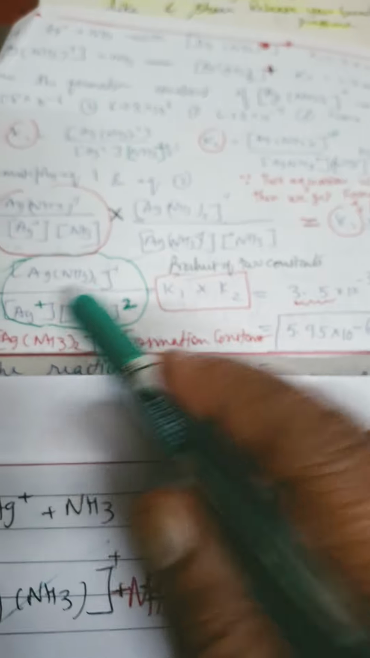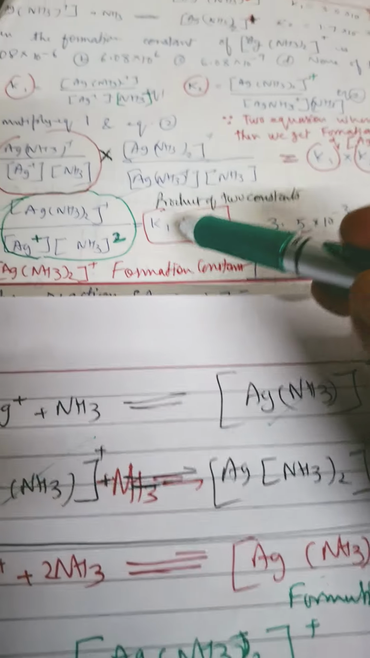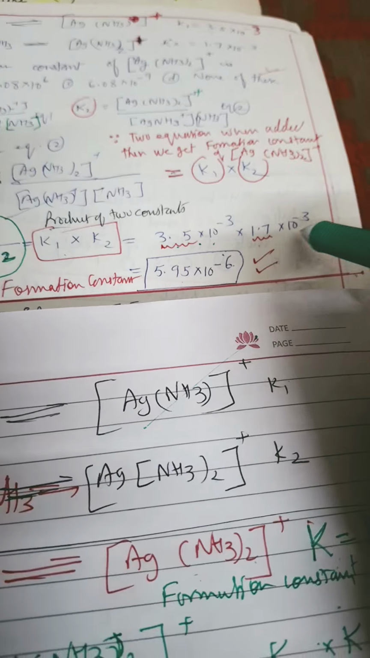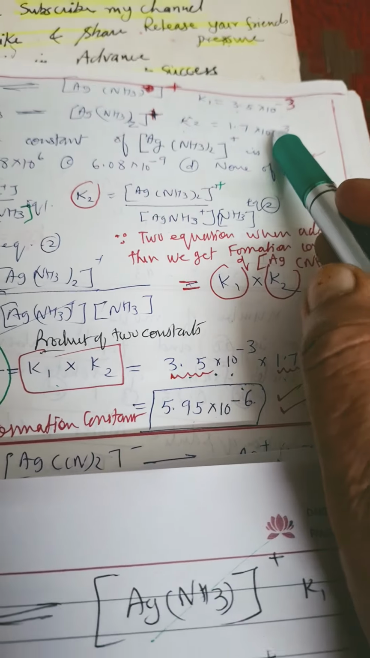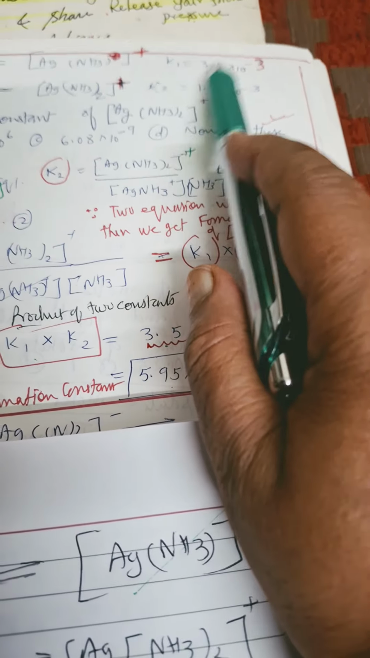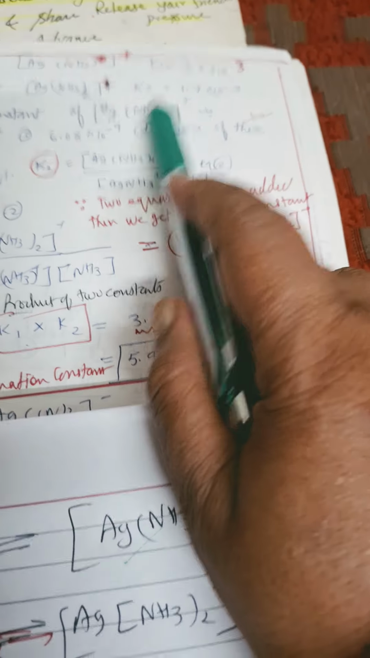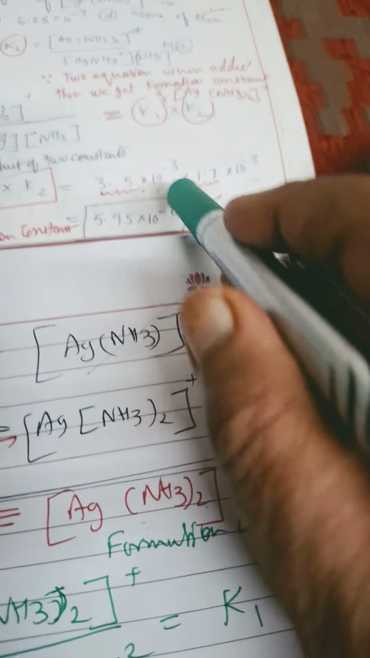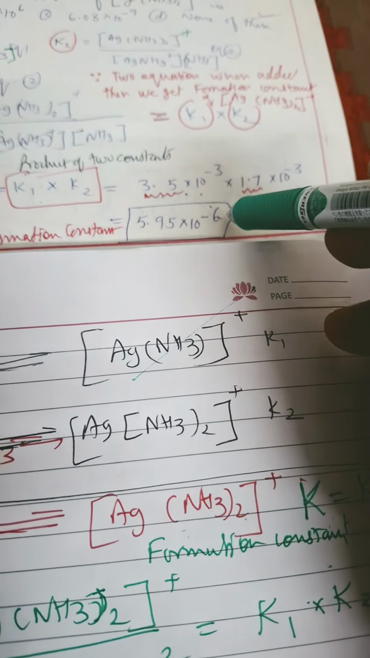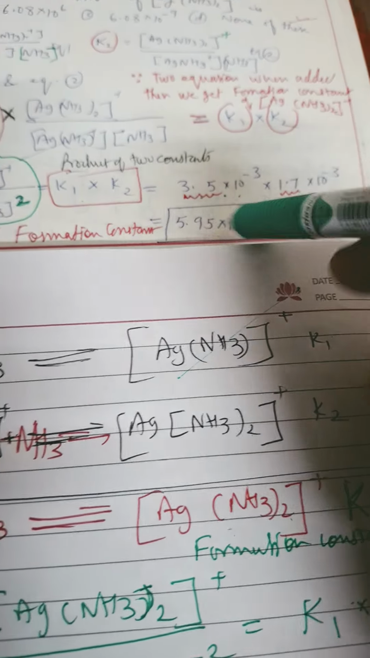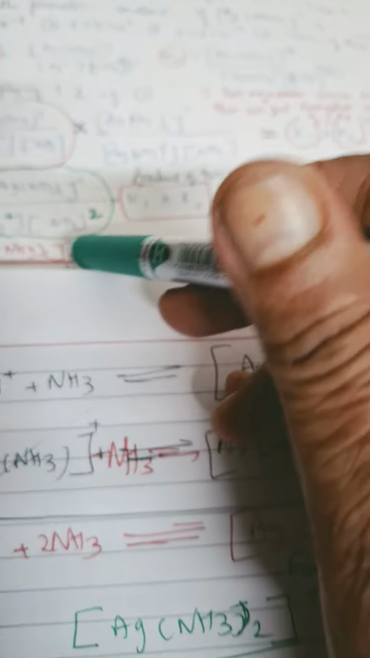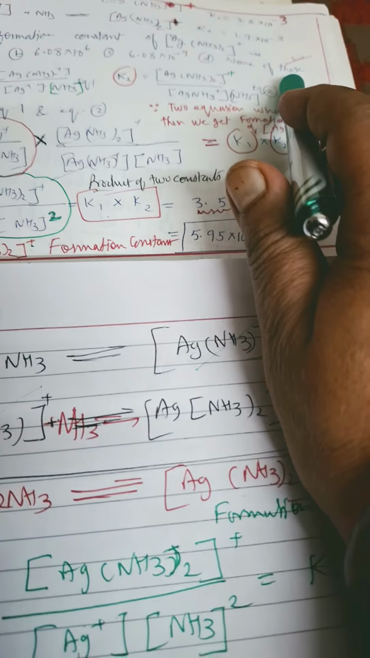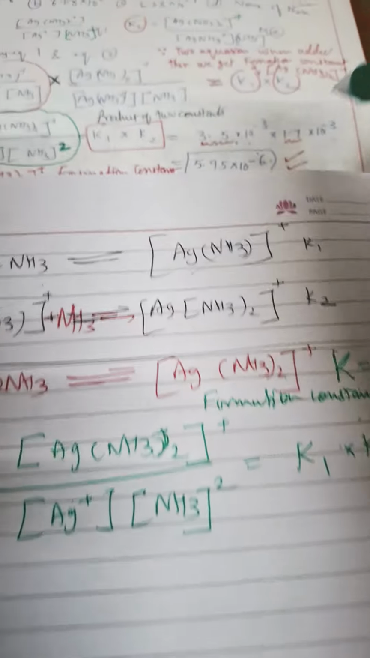Here, I have written K1 into K2 again. K1 is given as 3.5 × 10^-3, and K2 is equal to 1.7 × 10^-3. These values are given here. When they multiply with each other, the power becomes 10^-6, and 5.96 is the formation constant of Ag(NH3)2+. There is no such option over here, so none of these is the correct answer, because the correct answer is 5.95.